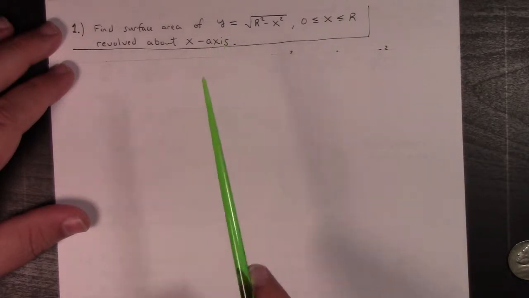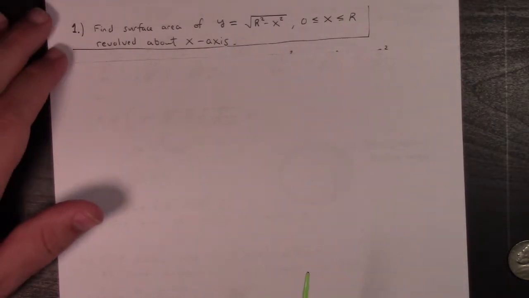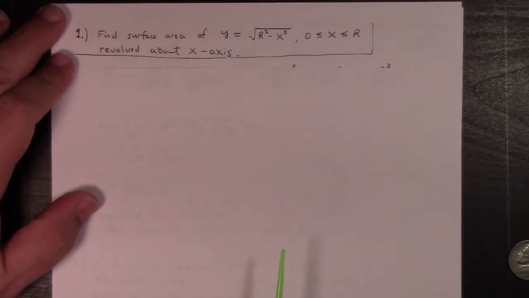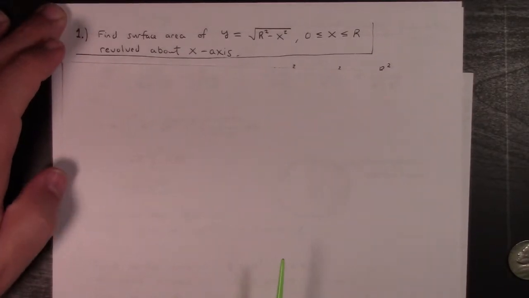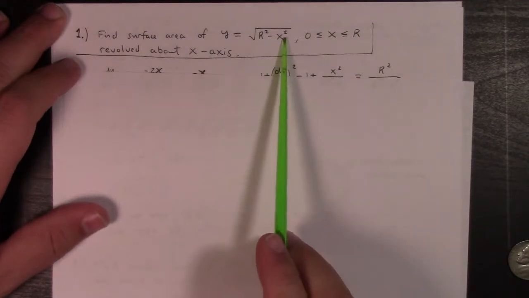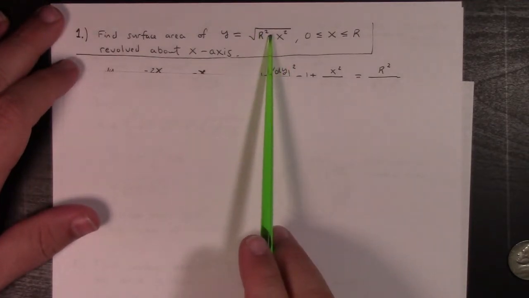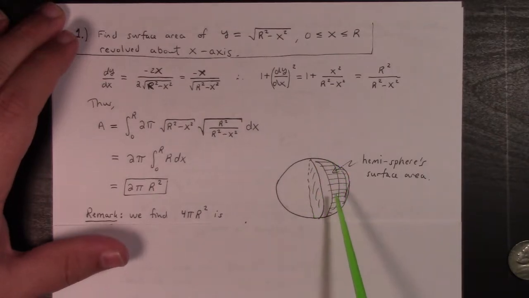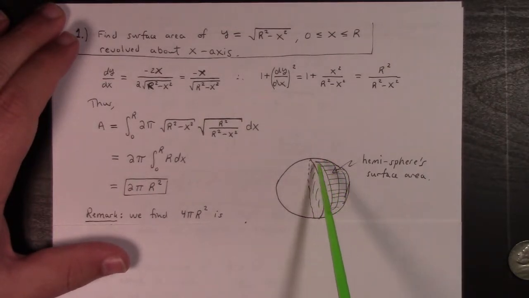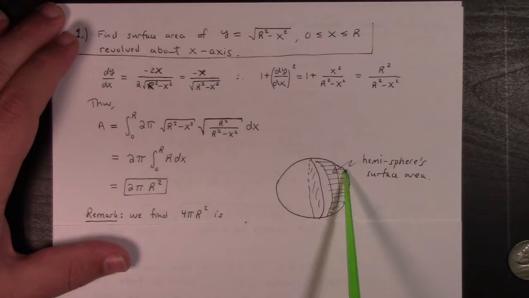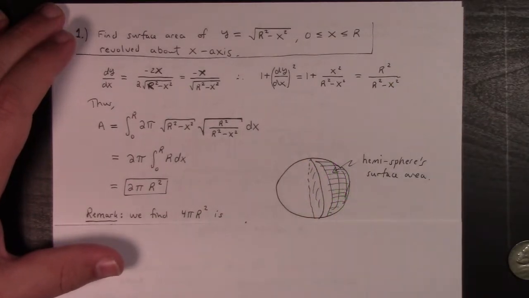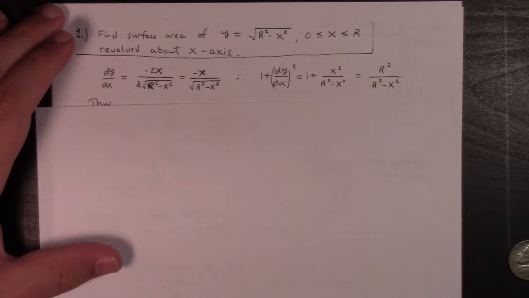Moving on. Example 1. Again, a somewhat famous example. Calculate the surface area formed by rotating this curve, y equals the square root of r squared minus x squared, from 0 to r, about the x-axis. Alright, so let's get to it. Now what we're doing actually is calculating the surface area of a sphere, because this is the upper half of a circle. If you take the upper half of a circle and you rotate it around, well, it's a hemisphere. It gives me half the sphere, the surface area of half the sphere.